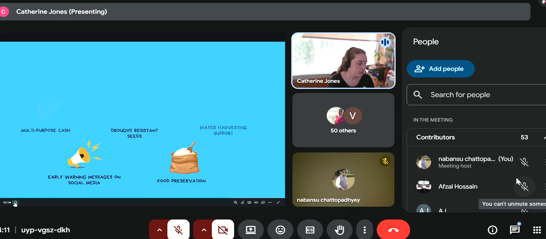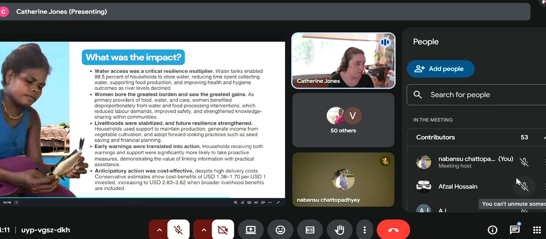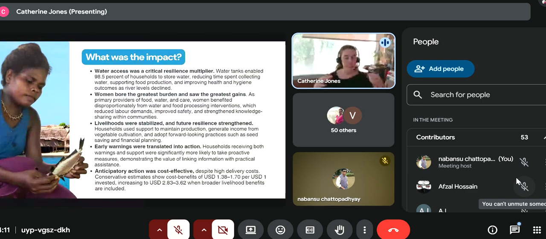Now, what we found with this particular process is we did a return on impact study on the interventions to see how they worked. And we found that water access was one of the most critical areas for us to invest in. And we saw that water tanks that we installed enabled 98.5% of households to store water, reduced the time that they spent collecting water, but also supported food production and improving healthy hygiene and health practices as well, particularly as the river level started to decline.